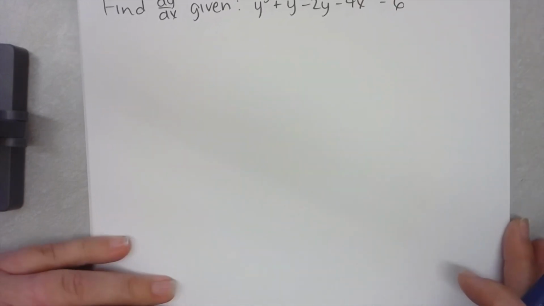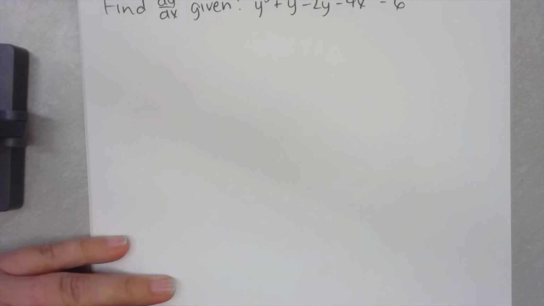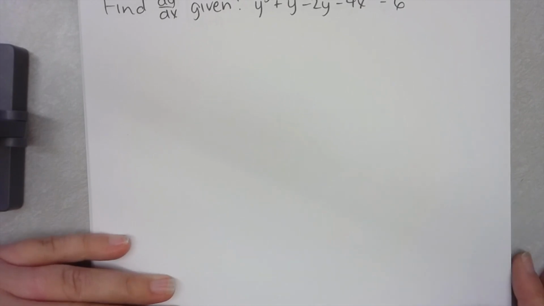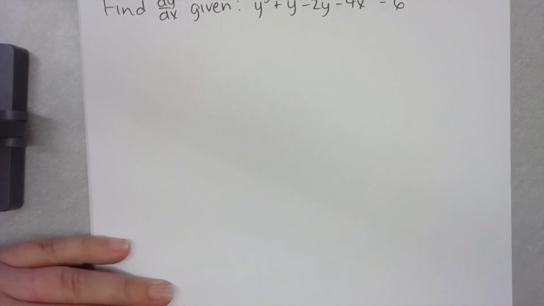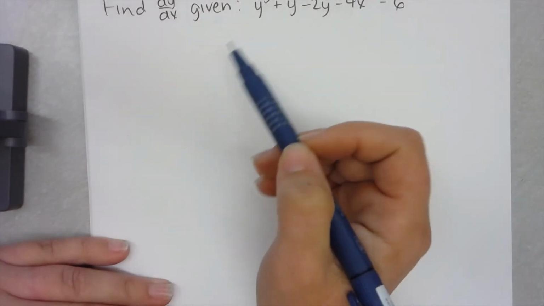Okay, so let's look at our first example of an equation. I have y cubed plus y squared minus 2y minus 4x squared equals 6. And I want to find dy/dx. So I can't just solve for y. I might be tempted to if it was easy. So I'm going to have to use my implicit differentiation.